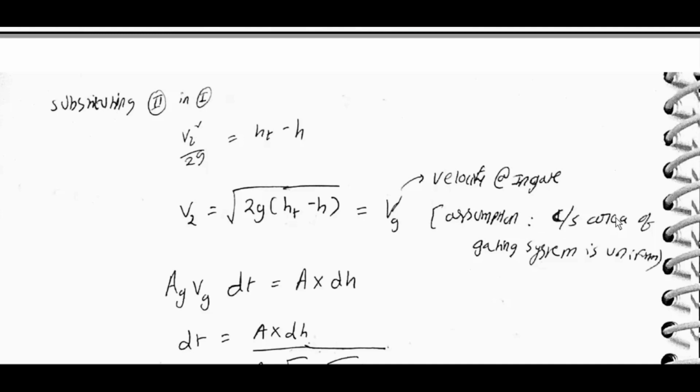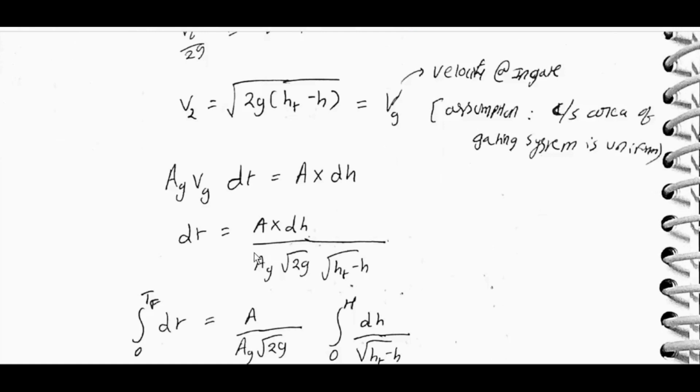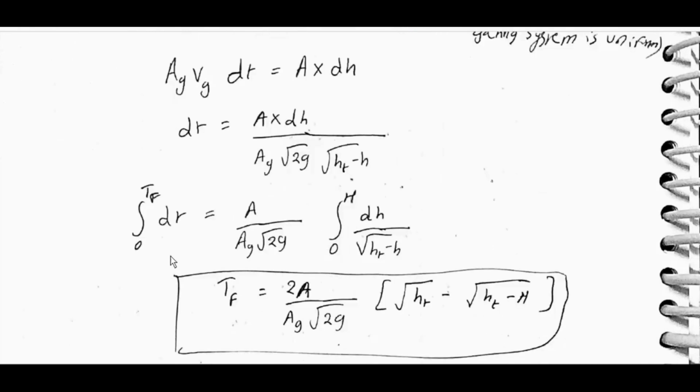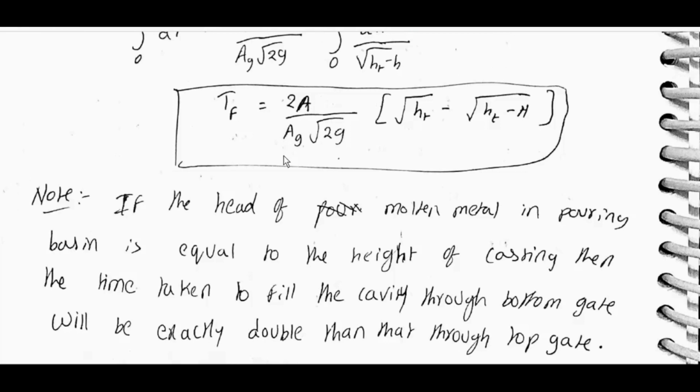Assumption: cross section area of ingate of gating system is uniform. Ag Vg dt is equal to A into dH. dt is equal to A into dH by Ag root 2g into root of (Ht minus H). Integral 0 to T of dt is equal to A by Ag root 2g into integral 0 to capital H of dH by root of (Ht minus H). TF is equal to 2A by Ag root 2g into [root Ht minus root of (Ht minus capital H)].